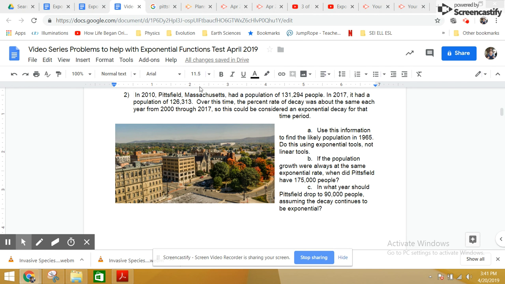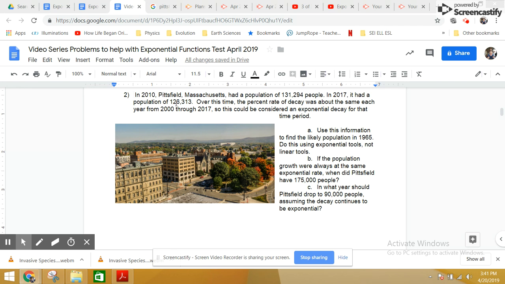In the original test, we're looking at a town which is shrinking in its population over time, and populations tend to grow or shrink, aka decay, in an exponential pattern. So exponential functions are a useful tool for making predictions about how that happens. We're going to start with a little story about the town of Pittsfield, Massachusetts.